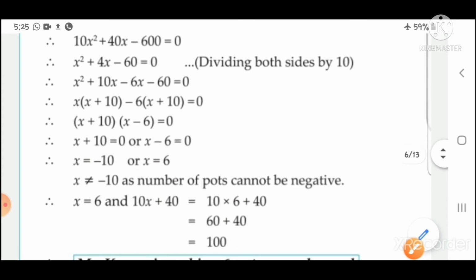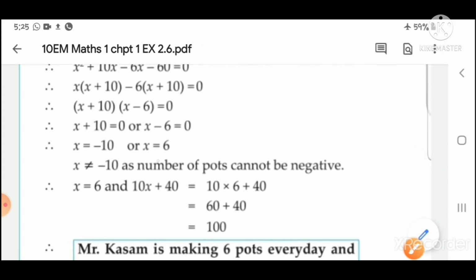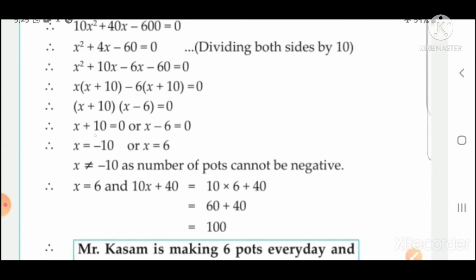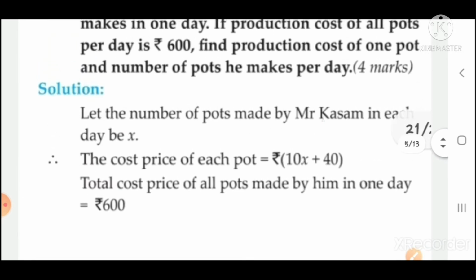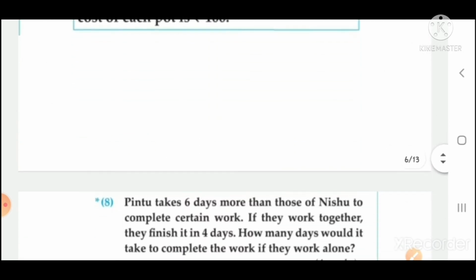Therefore x plus 10 equals 0 or x minus 6 equals 0. So plus 10 goes to the right hand side and becomes minus 10, and minus 6 goes to the right hand side and becomes plus 6. Minus 10 cannot be, because the number of pots cannot be negative. You can say 1 pot, 2 pots, 10 pots, but you cannot say minus 10 pots. So this is not possible, and therefore we consider x equal to 6. So x equals 6, that is the number of pots he is making per day: 6 pots.